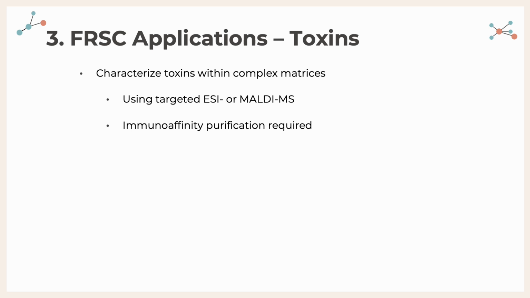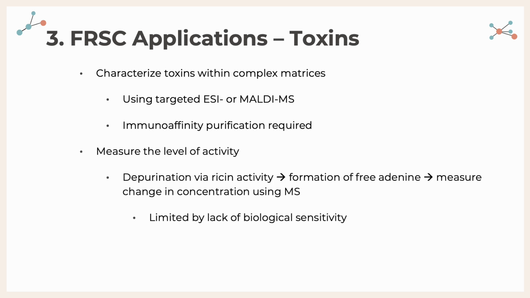Another thing you can do with proteomics and toxins is measure the level of activity. This level of activity is specific to ricin. So this is the mechanism of how ricin works. It depurinates your DNA, which forms a free adenine, and therefore you can determine the change in adenine concentration using the proteomic workflow.